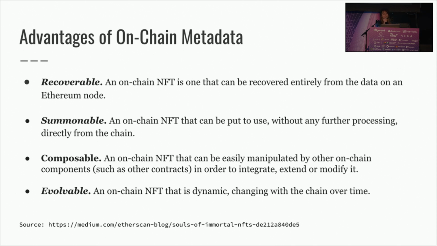Summonable: an on-chain NFT that can be put to use without any further processing directly on chain. If that metadata has anything to do with doing stuff on chain, it's available. Composable: an on-chain NFT that can be easily manipulated by other on-chain components, such as other contracts, in order to integrate, extend, or modify. And then evolvable: an on-chain NFT that is dynamic and changing with the chain over time. I showed you the animal coloring book Wilson has done, and other really cool projects that gamify how you move the NFT around the chain and how it will render based on that. And those are always really fun and really cool.